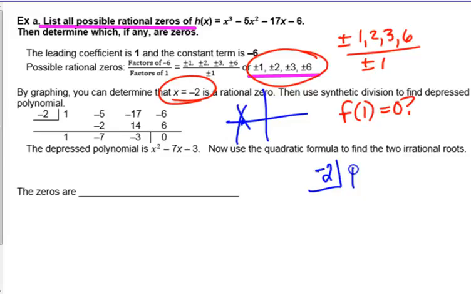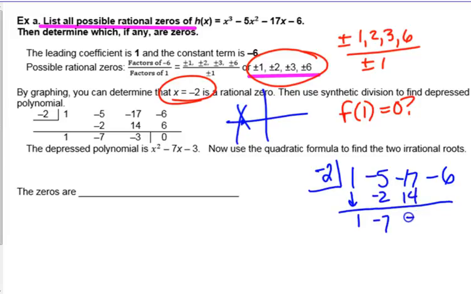Then they put down the leading coefficients, 1, negative 5, negative 17, and negative 6. This is already on your paper, so just watch. Drop down, multiply. Add would be negative 7, multiply would be 14. Add would be negative 3, multiply would be positive 6.